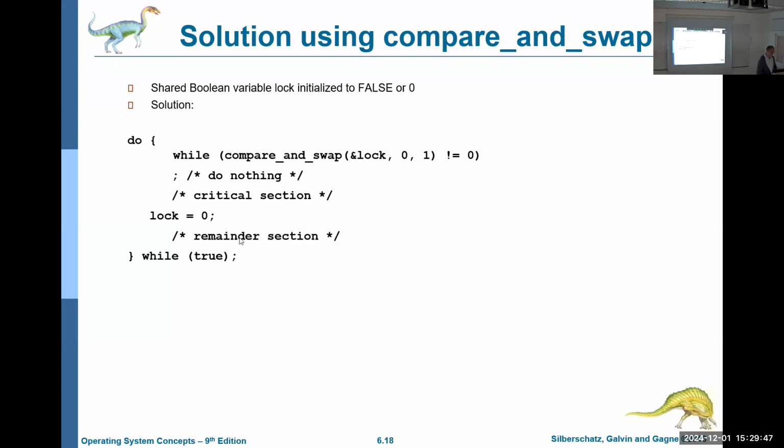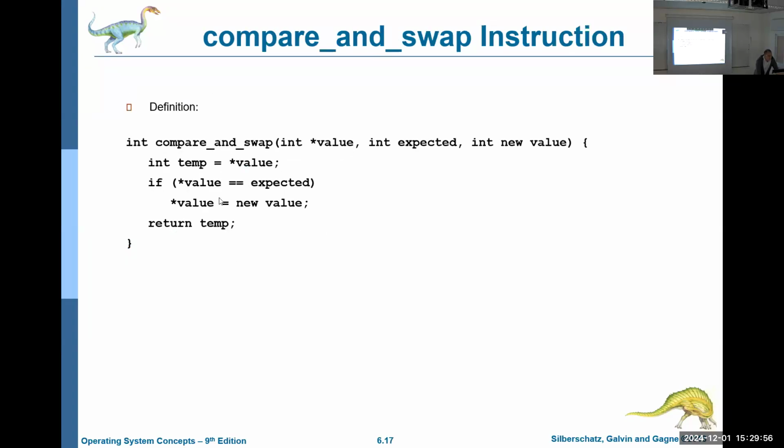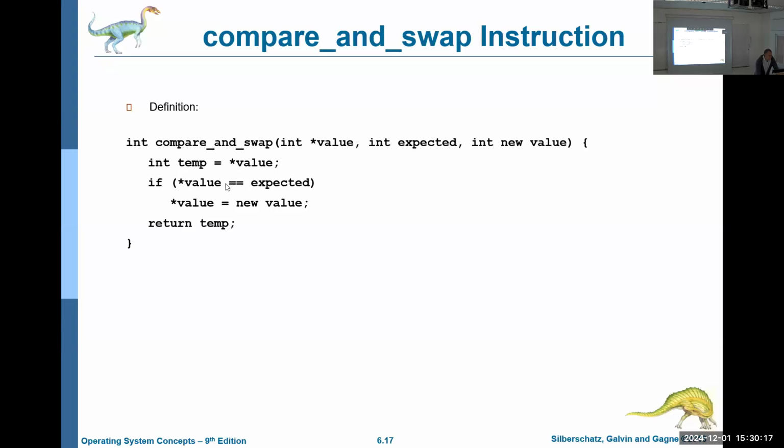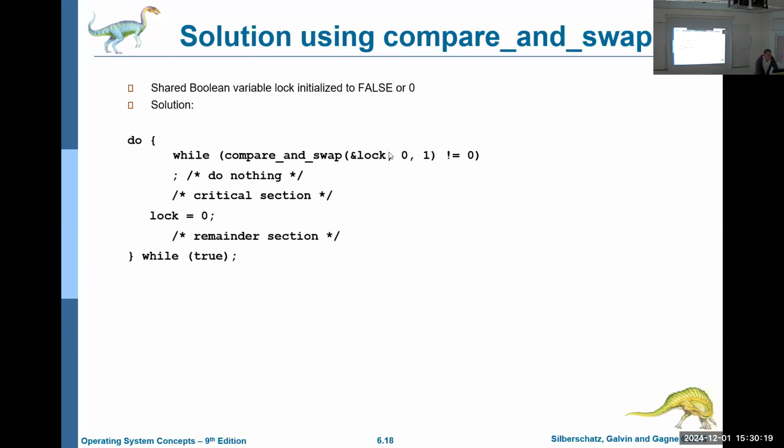But what does compare and swap return? Compare and swap returns the value of lock. See, we return temp. Temp was the value of lock, of the first parameter. So if lock was false, this is going to return 0. And we're checking, is 0 not equal to 0? No, it's not. So it's going to break out of the loop.